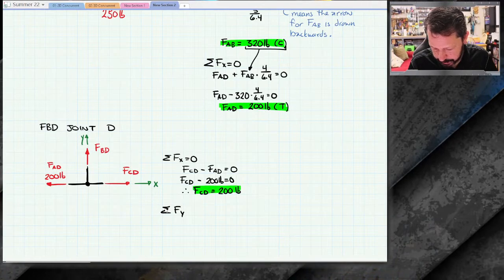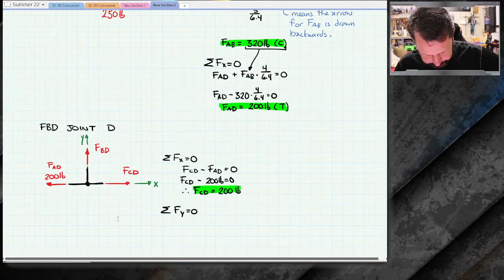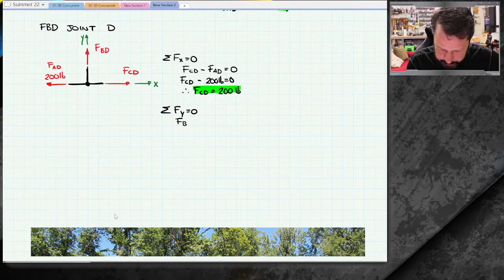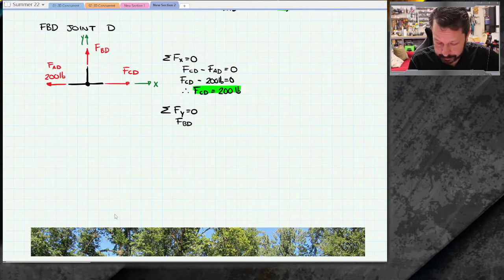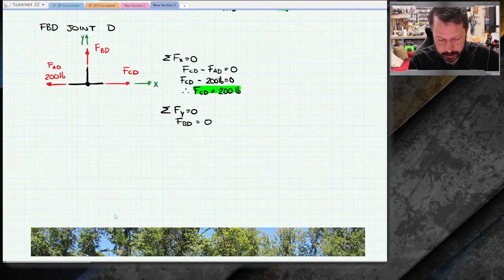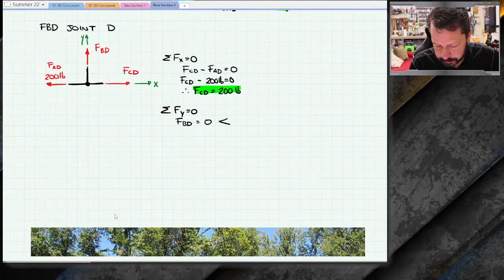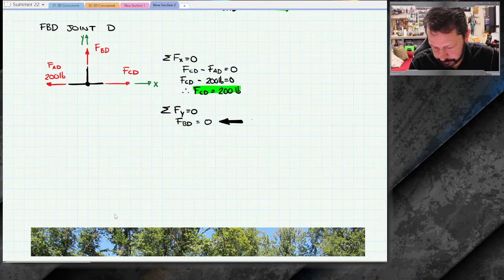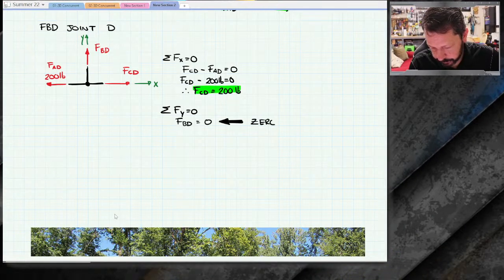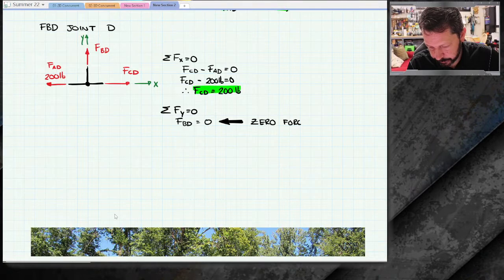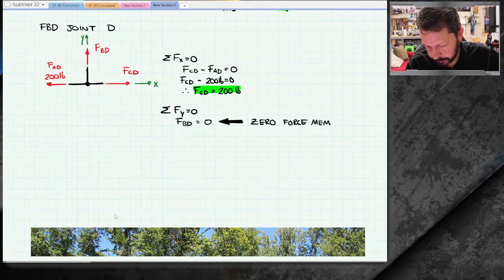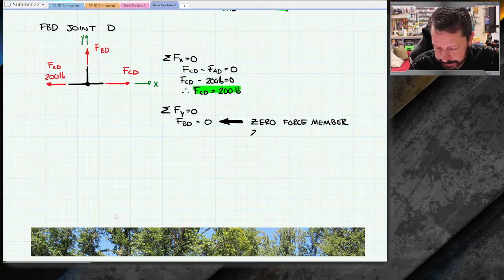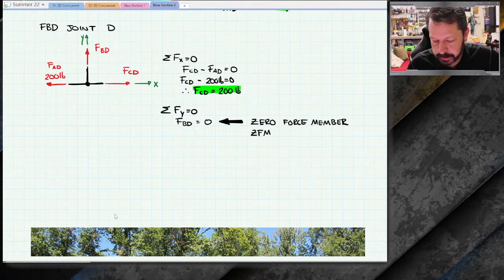Summation of forces in the y direction equals 0. So I'm looking at it, and, well, FBD plus nothing equals 0. So FBD is what's called a zero force member. All right, so we'll do that ZFM just to not have to write zero force member every time.